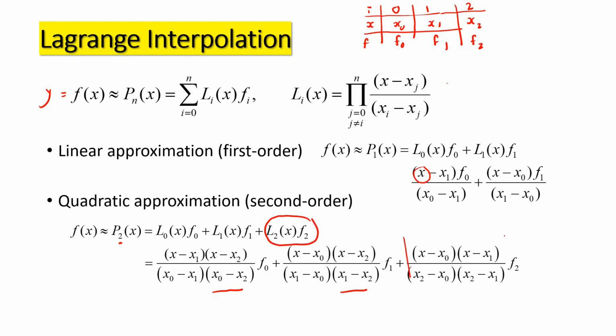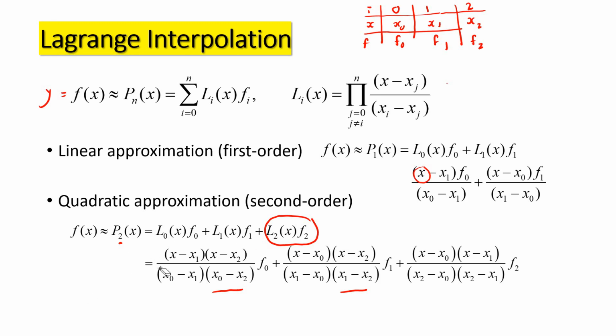So you compare the linear and the quadratic, you will see you have the extra term, the third term, which is L2 F2, and the L node and L1 also have extra terms here. That's why this symbol stands for product. And it depends on whether you have linear, quadratic, cubic, and higher order approximation.